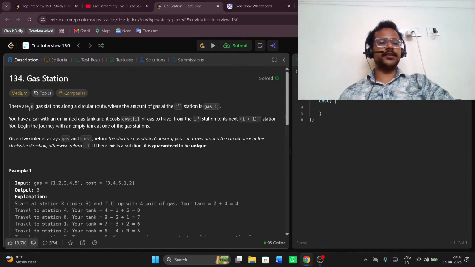There are n gas stations along a circular route, where the amount of gas at the ith station is gas[i]. You have a car with an unlimited gas tank, and it costs cost[i] of gas to travel from the ith station to the next. You begin the journey with an empty tank at one of the gas stations. Given two integer arrays gas and cost, return the starting gas station's index if you can travel around the circuit once in the clockwise direction. Otherwise, return -1. If there exists a solution, it is guaranteed to be unique.